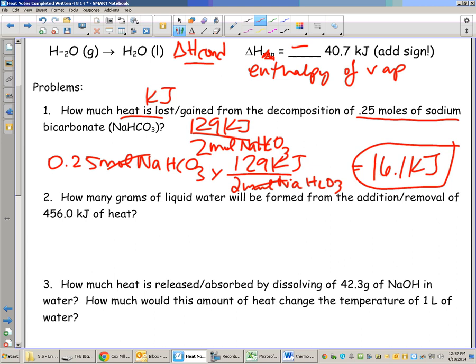Next one, how many grams of liquid water will be formed from the addition or removal of 456 kilojoules of heat? I just want to double check that. That times.